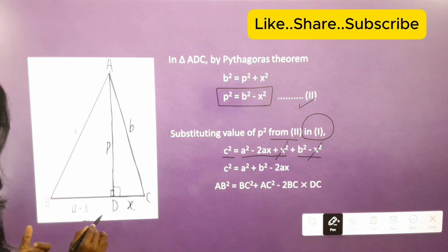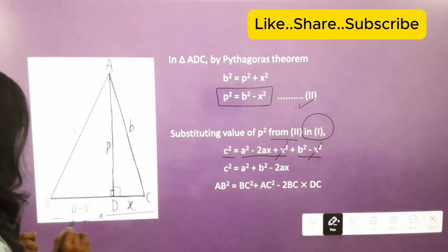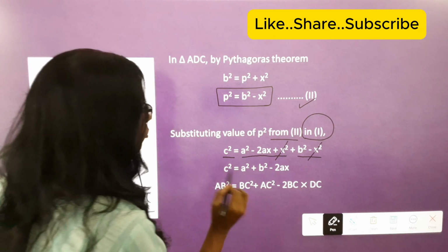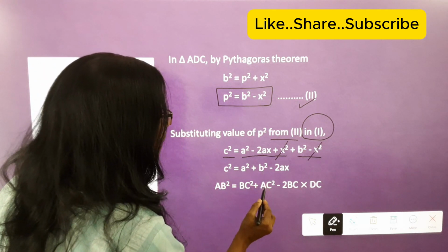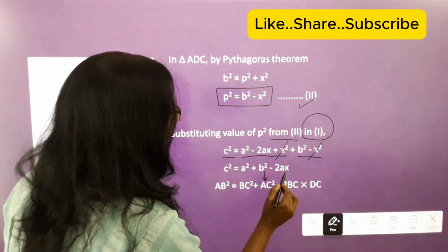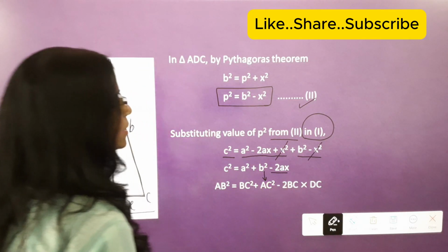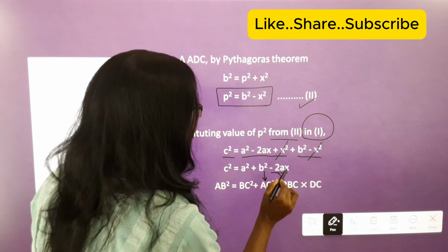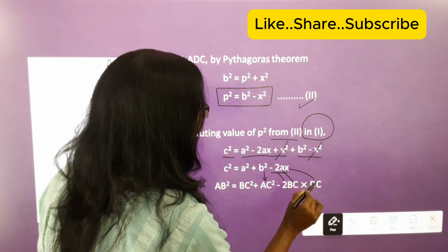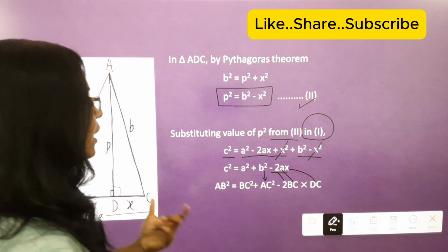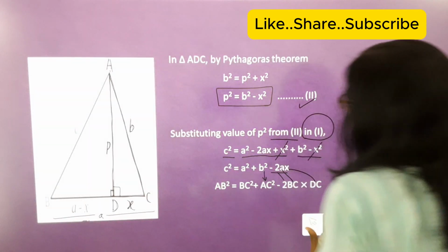A square means total, these parts students, that is from B to C. BC square, B square means AC square, and minus 2AX, that means minus 2 A means BC and X means DC. So this way we can prove it.